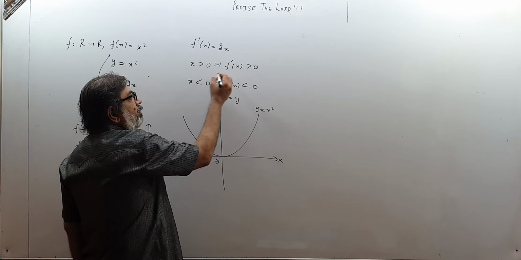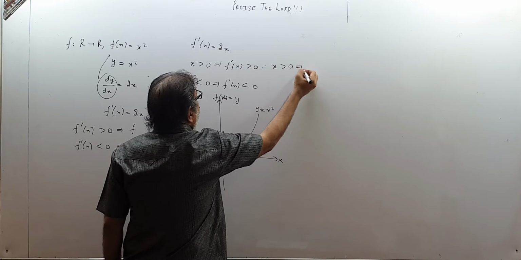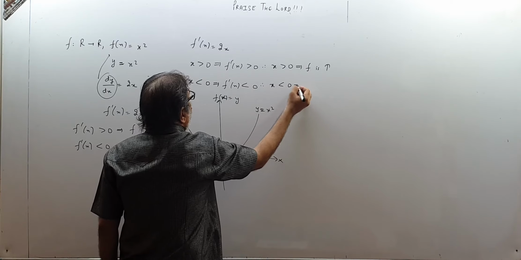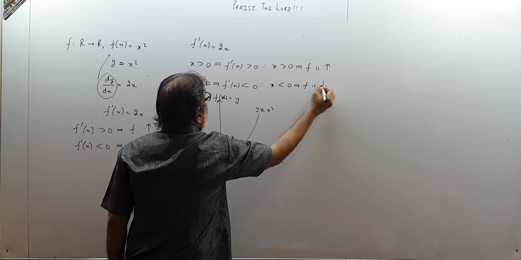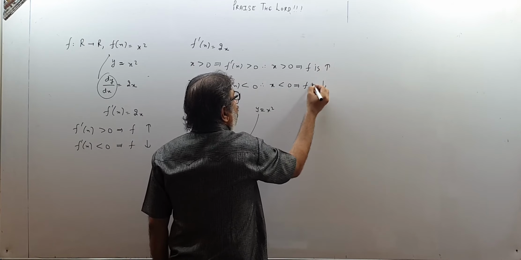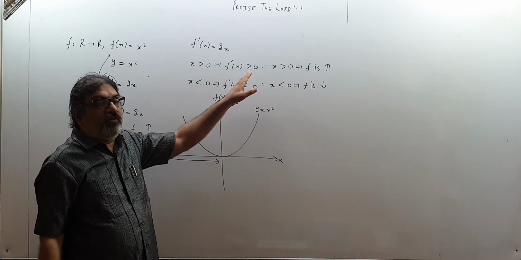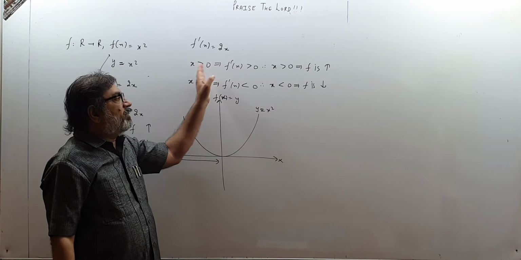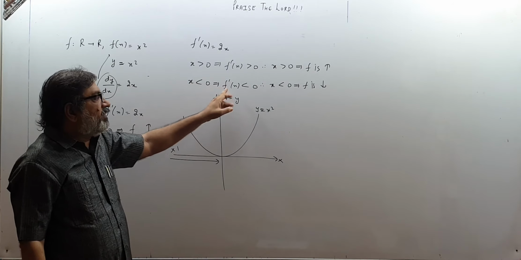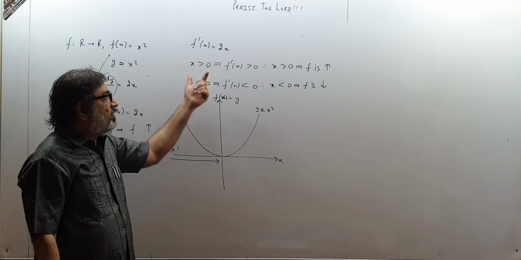So x greater than 0 implies f dash x is positive. Therefore, x greater than 0 means f is increasing, and therefore x less than 0 implies f is decreasing. This is the meaning I want to tell you. So please understand, children, for whatever values of x your f dash x will be positive, for that region of x your function will be increasing. And for whatever values of x your f dash x is less than 0, over there your function will be decreasing.